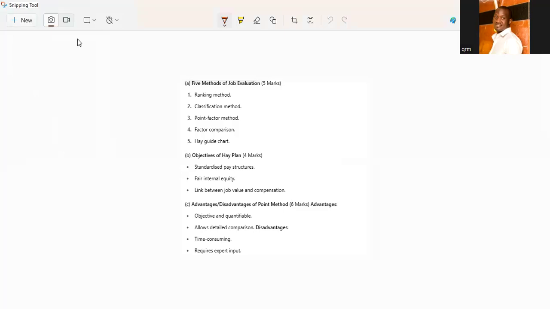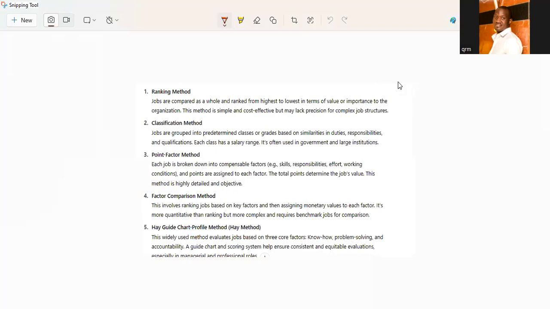Then the point factor method, where jobs are broken down into compensable factors like skills, responsibilities, and working conditions, and points are assigned to each factor. The total points determine the value of the job. We have the factor comparison. This one involves ranking the jobs based on key factors, then you assign monetary values to each. It's more quantitative than ranking, but more complex.